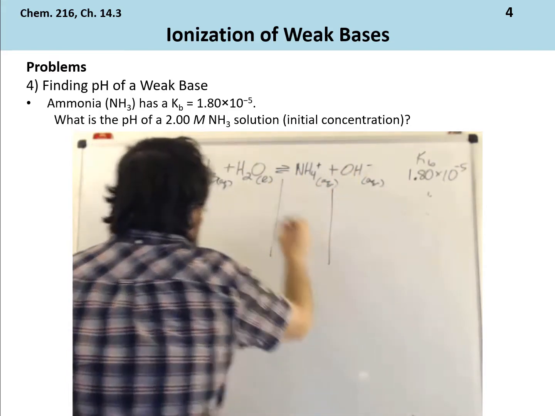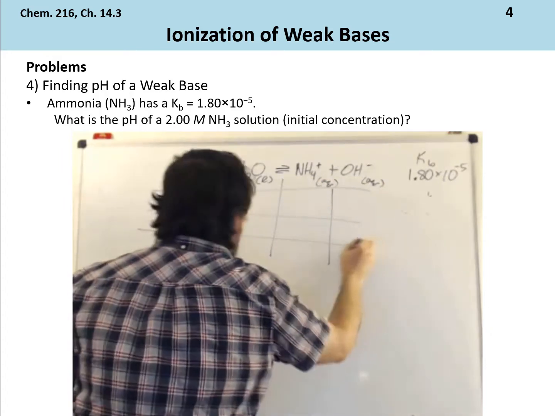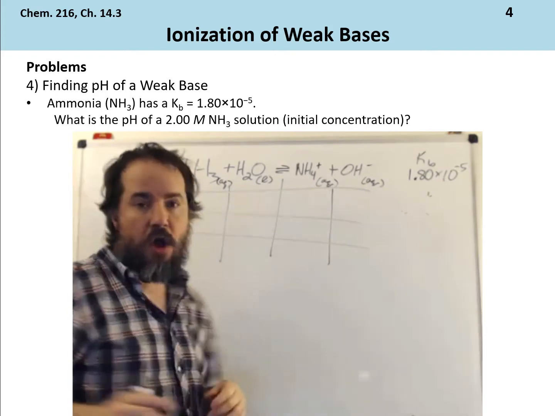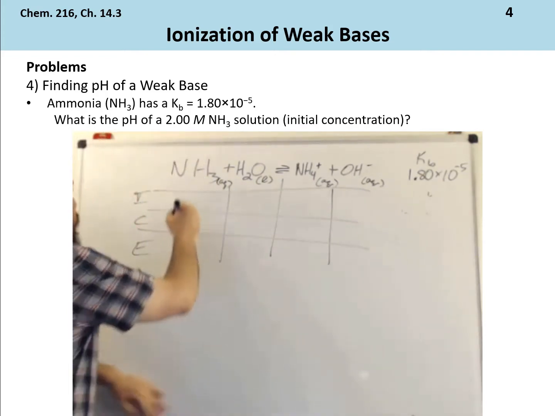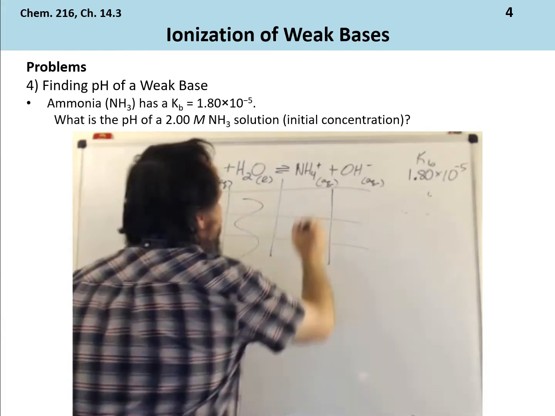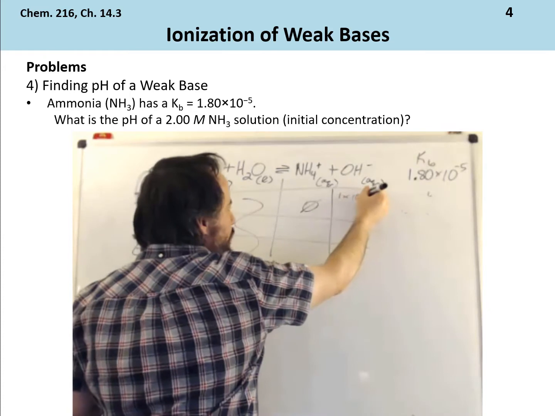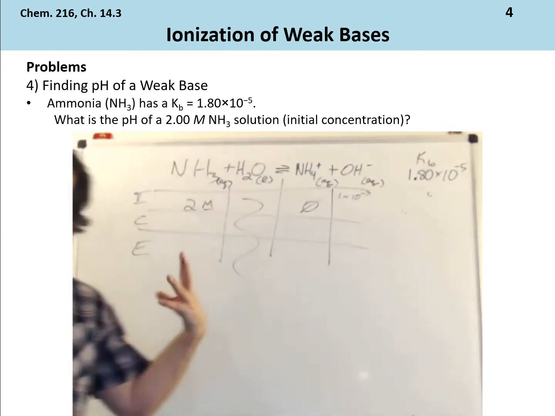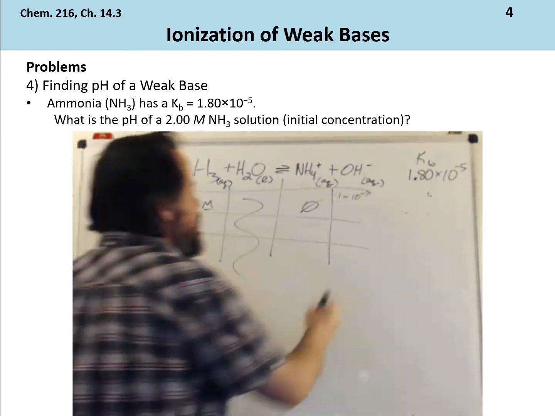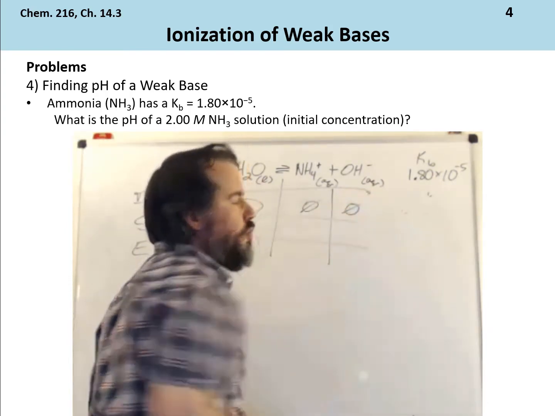So I can go ahead and do an ICE table with this. Initial, change, equilibrium. Initially I have 2 molar of this. I don't care about the water. I have 0 molar of that NH4 plus. And I actually have some OH minus to begin with, because this is water. I always have OH minus if I have water. But we're just going to assume it's 0, right? This is so small, we assume it's 0.